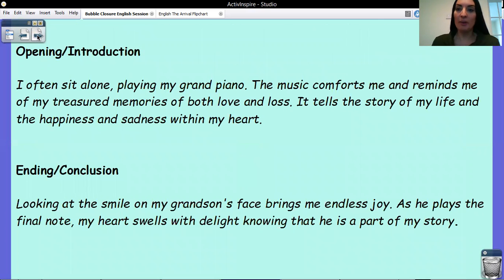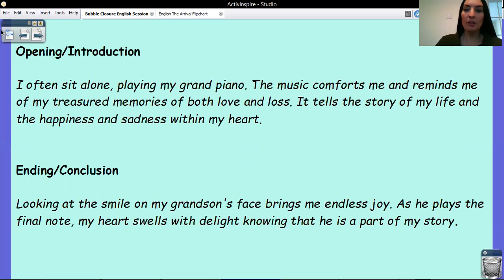Okay, so obviously when we write an ending or a conclusion, we know it links back to that opening or introduction. So this was our opening from earlier. I often sit alone playing my grand piano. The music comforts me and reminds me of my treasured memories of both love and loss. It tells the story of my life and the happiness and sadness within my heart.